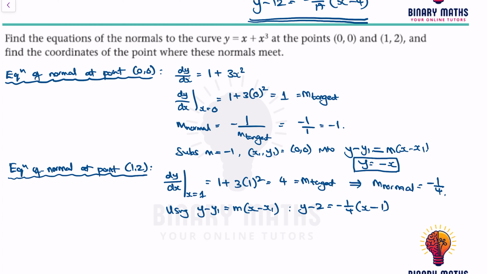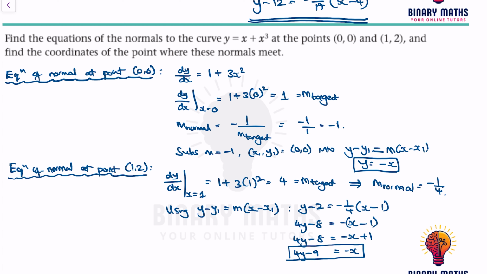Okay, if I multiply through by 4, I get 4y minus 8 is equal to minus x minus 1, which means 4y minus 8 is equal to minus x plus 1, which means if I leave it as negative x is equal to 4y minus 9, it will make it easier for the next step. So that's the equation of my normal at the point (1, 2).